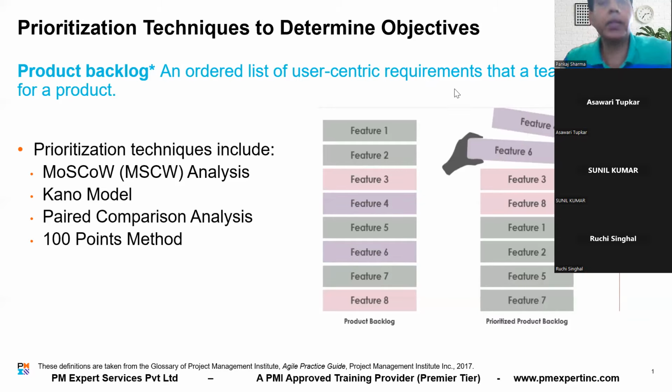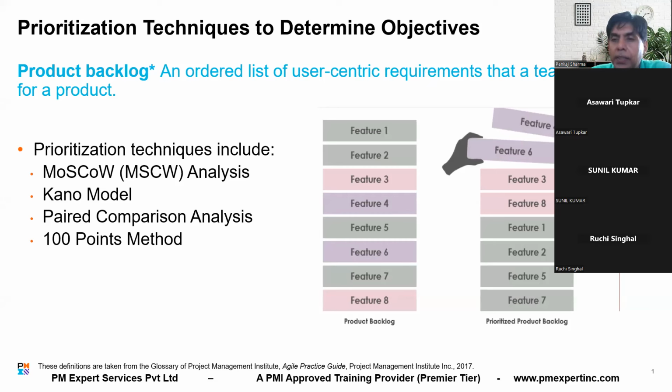So guys, we are starting with product backlog prioritization techniques. Now, we all know what a product backlog is. There is a product backlog in front of you right now, right? I believe all of us know product backlog. And one of the important activities in product backlog refining is to prioritize the product backlog.